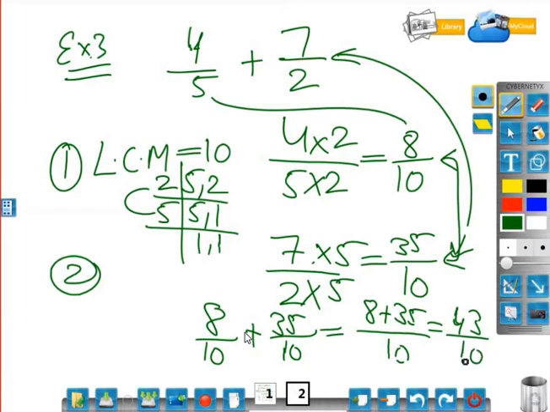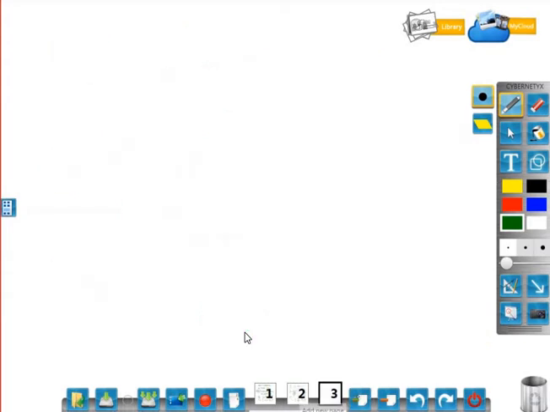So this is the way we add. Now we take one more example. For example, I take one more example, number 4. We take some more numbers. In case the denominators are co-prime, we directly multiply them. I will take one more example.